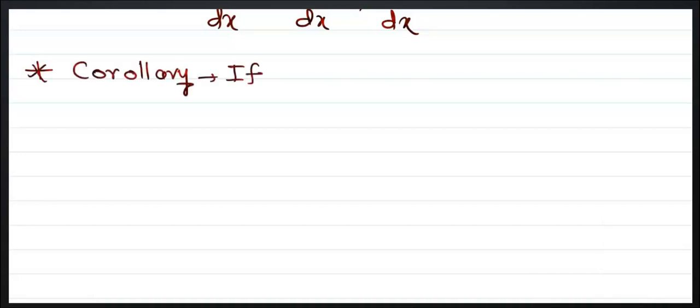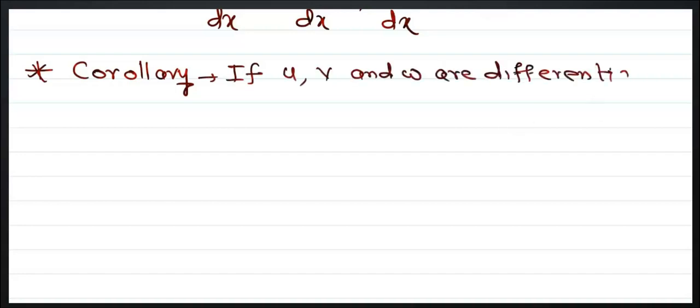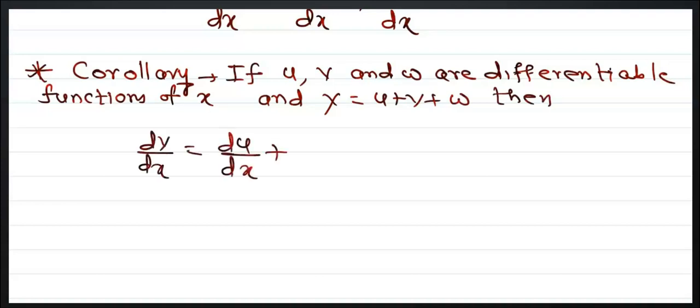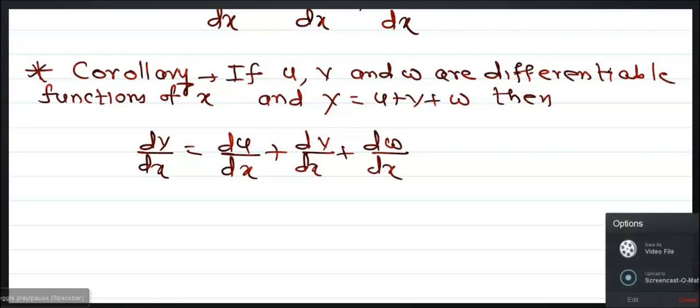Now the corollary. We have taken only the two functions, that is u, v, and suppose that if we take the three functions, that is u, v, and w, are differential functions of x, then y is equals to u plus v plus w, then dy by dx is equals to du by dx plus dv by dx plus dw by dx.